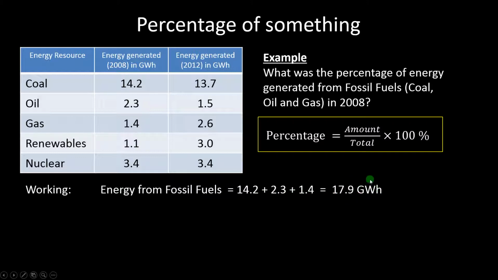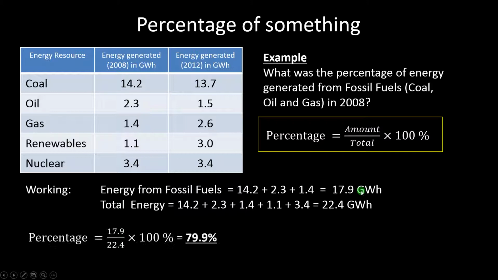17.9 gigawatt hours. Just a little note here, when you're working with units for percentages, it doesn't really matter what the units are, provided you make sure the 2 quantities you're putting in the top and bottom of this division have the same units. If they've got the same units, you'll be fine. Okay? So there's our energy from fossil fuels, so that's the amount we're interested in, which goes on the top. And then we need to work out the total energy, so add up every number in this column to give us 22.4 gigawatt hours, and that's the number that goes on the bottom.